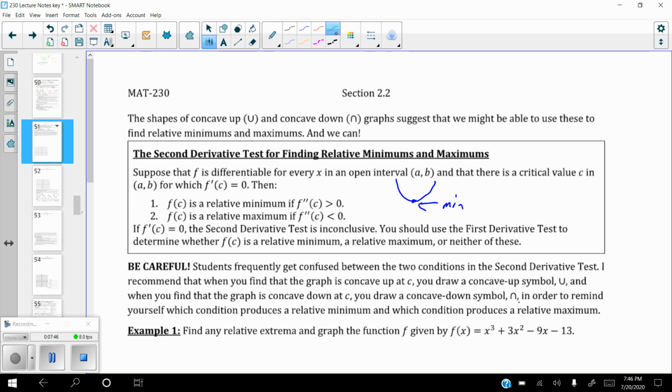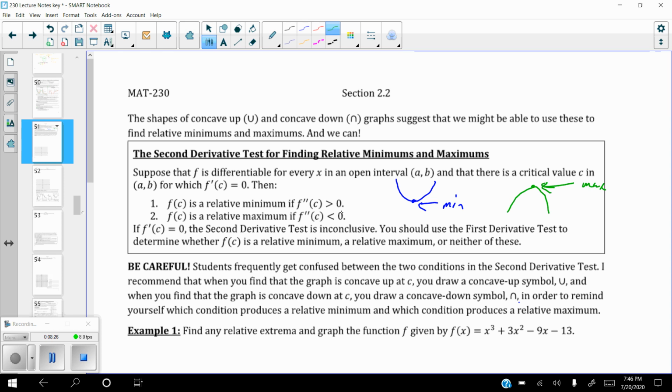Same exact idea. If we have a critical value and the graph is concave down through that critical value, then that indicates that we have to have a maximum on the graph because it has to be at the top of the hill. So that's how we can use the second derivative test. One thing you should notice right here is that if your second derivative equals 0, because it's the only thing we didn't talk about, then that's actually going to be an inconclusive result, and you have to go back to the first derivative test to find maxes and mins.